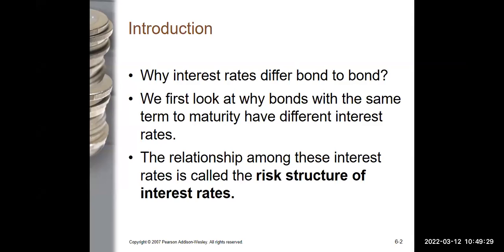So the relationship that we are going to study among these interest rates is called the risk structure of interest rates. Because if the maturity period of the two bonds is the same, the interest rates on these two bonds will differ only if the risk exposure of the two bonds is different. So we will be looking at the relationship among these interest rates, and by looking at these relationships, we will be looking at the risk structure of interest rates.